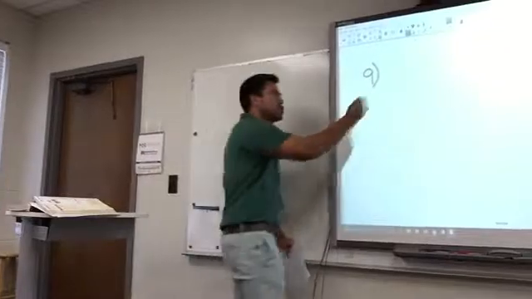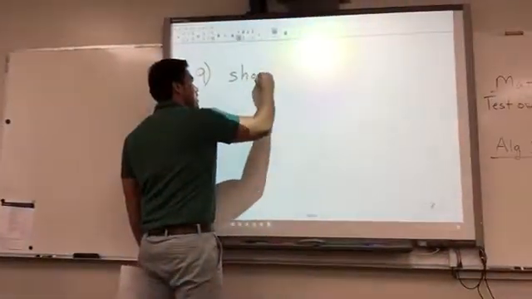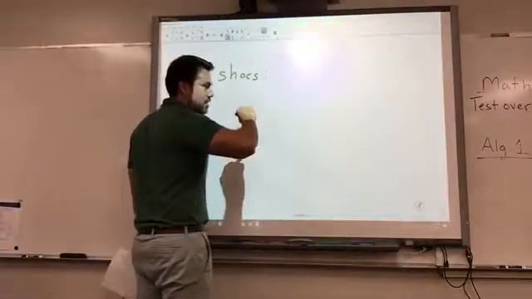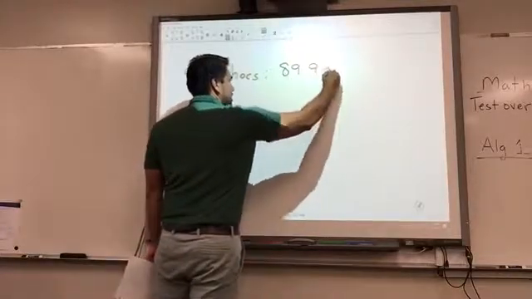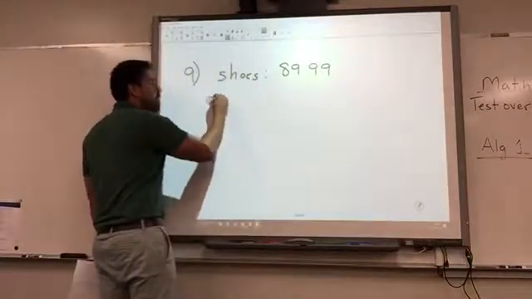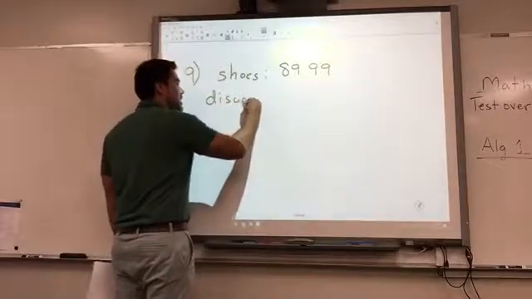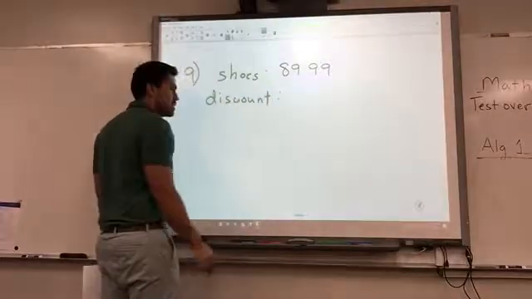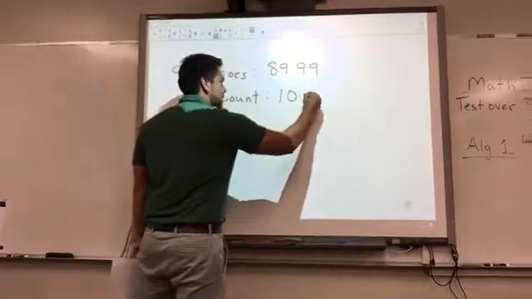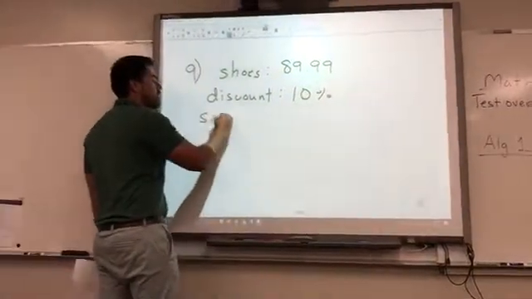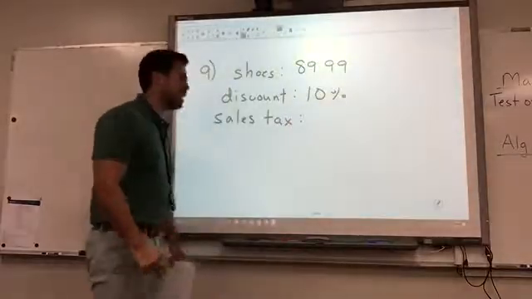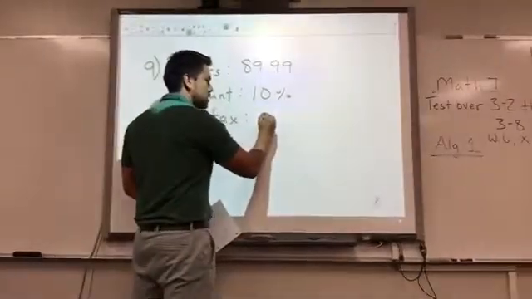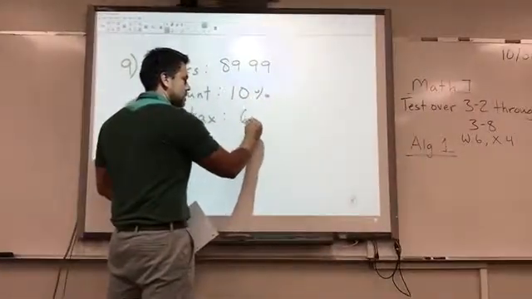All right, they're buying shoes. How much are the shoes? $89.99. All right, they're going to get a discount. That means they're going to get a reduction in the price. Of what percent? 10%. And then at the end of it all, they're going to have to pay sales tax. Now, some people are super tempted to say 6% or 6.5. What is it? 6.